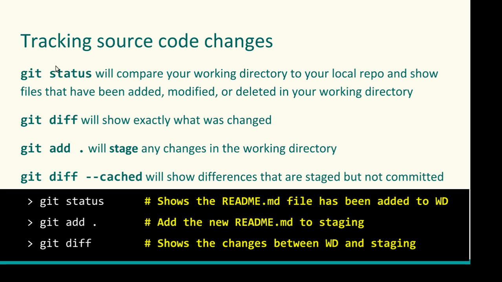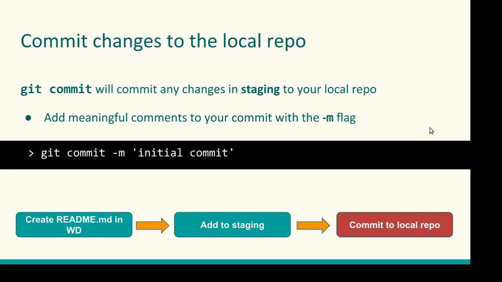So Git status, you saw me using Git status. It'll compare your working directory to your local repo, and it'll show files that have been added, modified, or deleted from your working directory. Git diff we haven't looked at, but you can use it to show exactly what was changed. The output is a little bit confusing, so I don't show that on the first day. Git add with a dot will stage any changes in the working directory from this directory down. Git diff --cached will show differences that are staged but not committed. So this is just sort of a reference for you. You're going to have these slides, you can look back at them anytime.